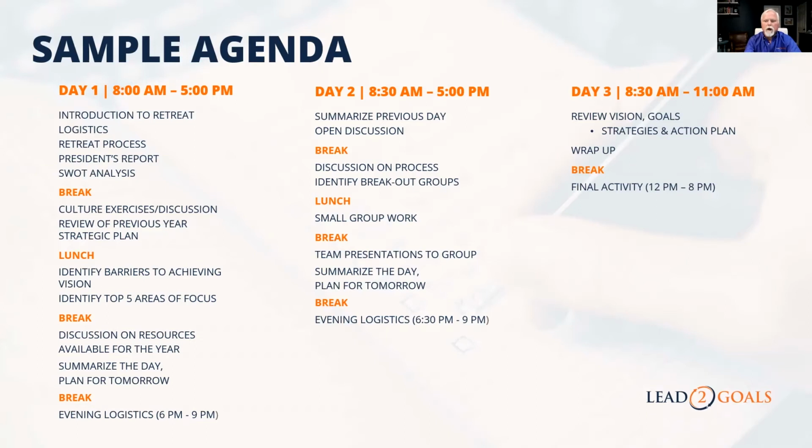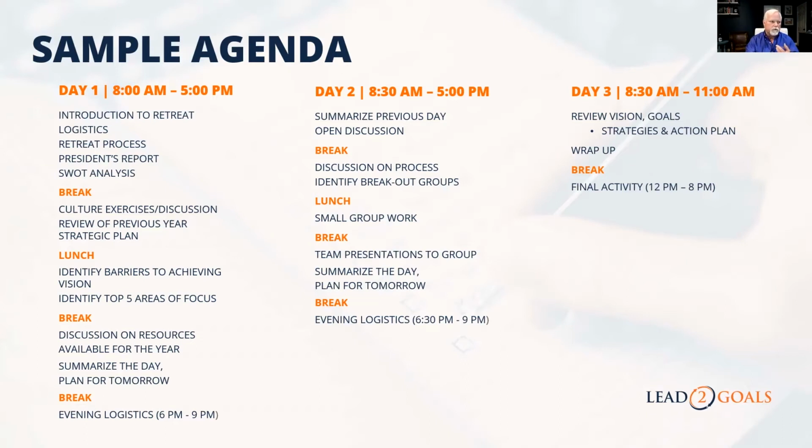We work on the SWOT analysis. Then we do the cultural exercises and review the previous year. So we're doing everything in history up front. All that happens before lunch on the first day. Then as soon as we get through lunch, we start identifying some of the barriers that are in front of us. We might have cash flow problems.